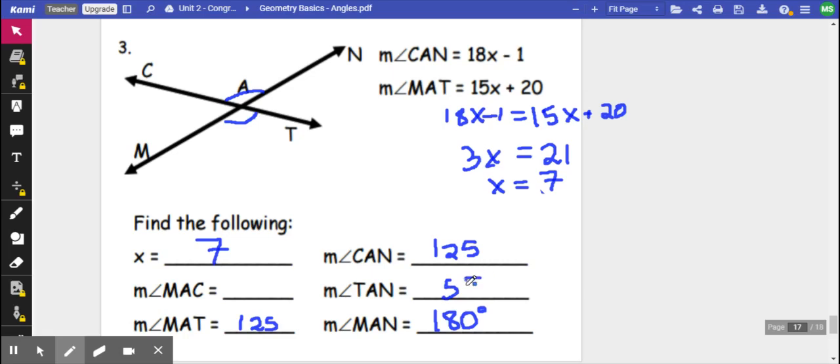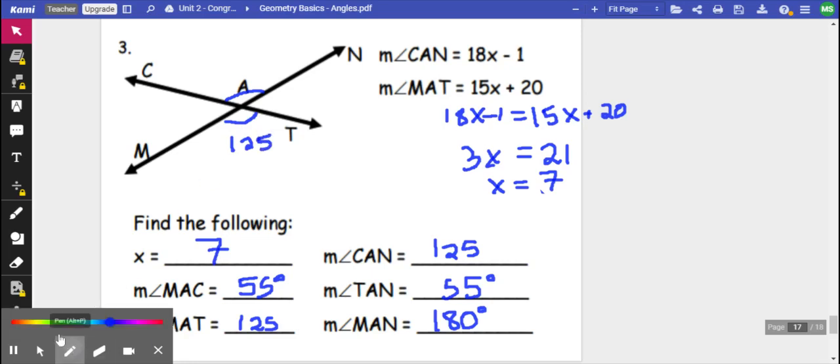So that difference would be the angle that's missing here and here. So we know that these two were both 125, and both of these angles were 55. And that completes problem number 3.